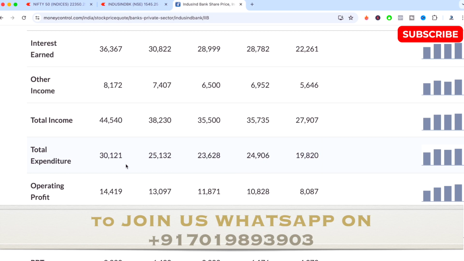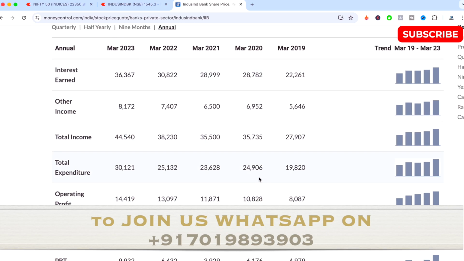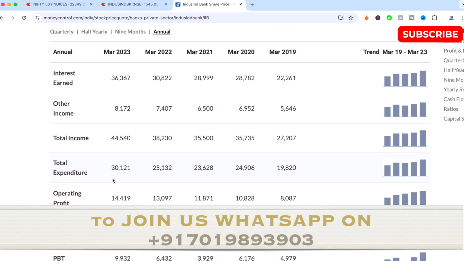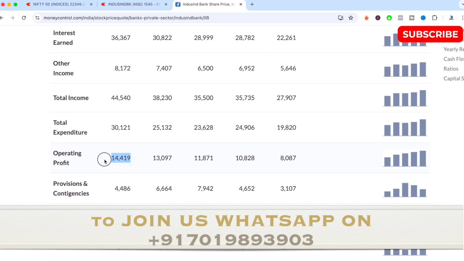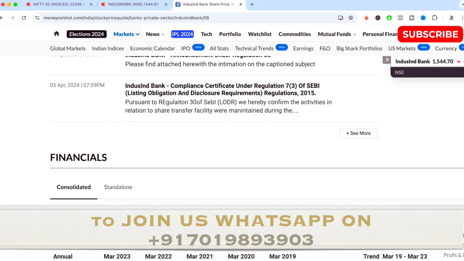If you can see from the last 2-3 years, their expenses have been increasing. In 2020 it was only 24,906, in 2021 it was 23,628. In March 2022 it was 25,132, but here you can see their expenses have been more, above 5,000 plus. Okay, so the 2023 total expenditure is higher in this banking share. And you can see operating profit here 14,419 for the current 2023 year, which has increased. That's good. So this is how it is on their income statement.